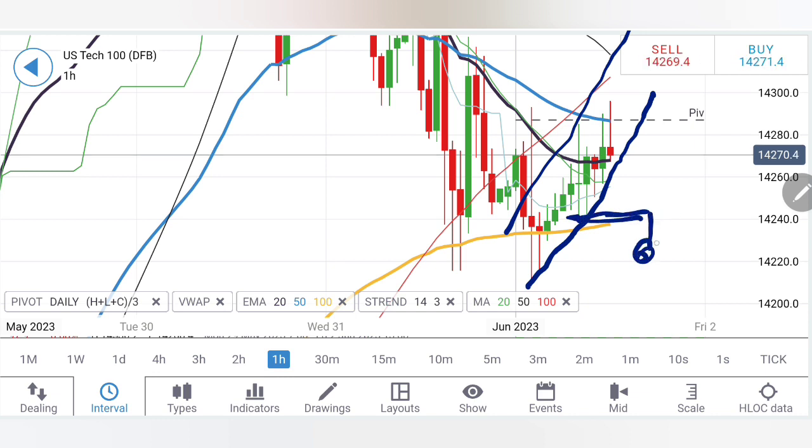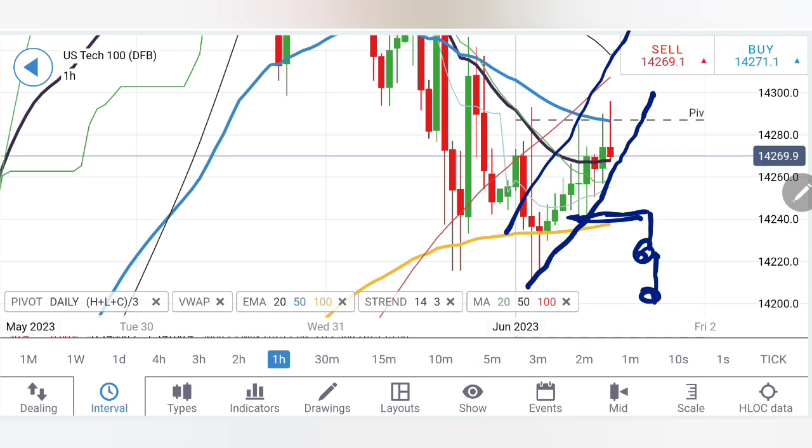14,240, you can sell, but then 14,220, 200, 180. Till 180, just put a 20 points trailing stop loss. Yes, you can sell here at 14,240, but just put a 20 points trailing stop loss till 14,180. And then 150, 140 levels will be seen. Below that, a good break can be expected.